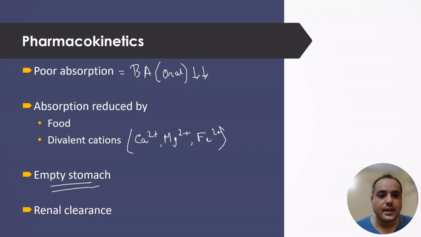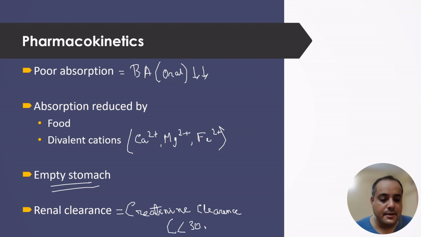Another very important point to remember is that these drugs are primarily eliminated unchanged in the urine. Hence in any patient with compromised renal function, it is better to avoid these drugs. In fact, these drugs are not given in patients whose creatinine clearance is less than 30 ml per minute. We will not give these drugs to such patients.